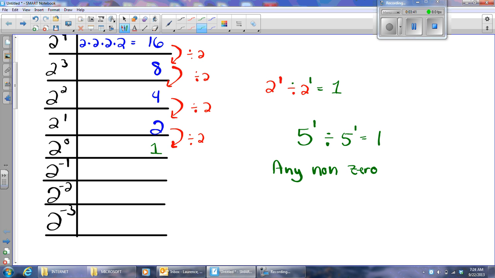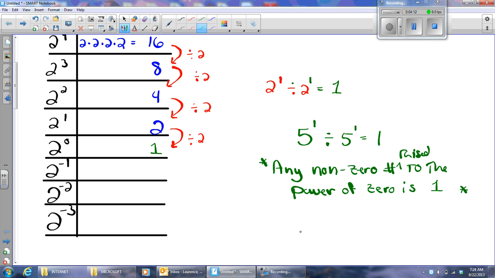Okay, so what you've just discovered is that any non-zero number to the power of 0 is 1. Yeah, any non-zero number raised to the power of 0 is 1. Yeah, can't do it with 0.